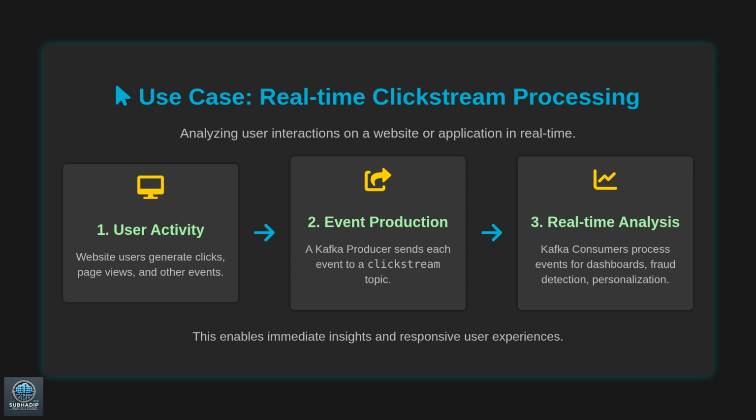Let's explore a practical use case: real-time clickstream processing. This involves analyzing user interactions on a website or application as they happen. The process typically starts with user activity generating events like clicks and page views. These events are then immediately sent by a Kafka producer to a designated clickstream topic. Finally, Kafka consumers process these events in real time, feeding them into dashboards for immediate insights, fraud detection systems, or personalization engines, enabling highly responsive user experiences.